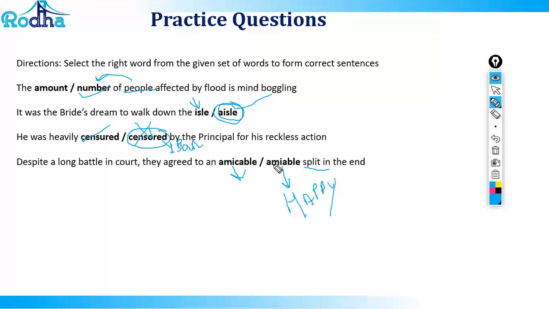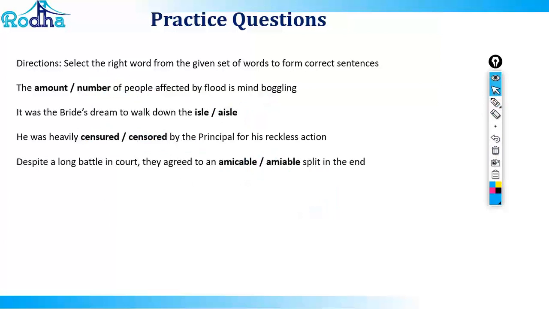And if you're referring to split, then it can't be happy. It has to be amicable. Amicable means without any problem, mutual consent, and with each other's consent. So that's the word that's going to fit. So the first word will be number, then I'll, starting with an A, censured, and amicable. I hope this was clear. Let's move on to the next question.